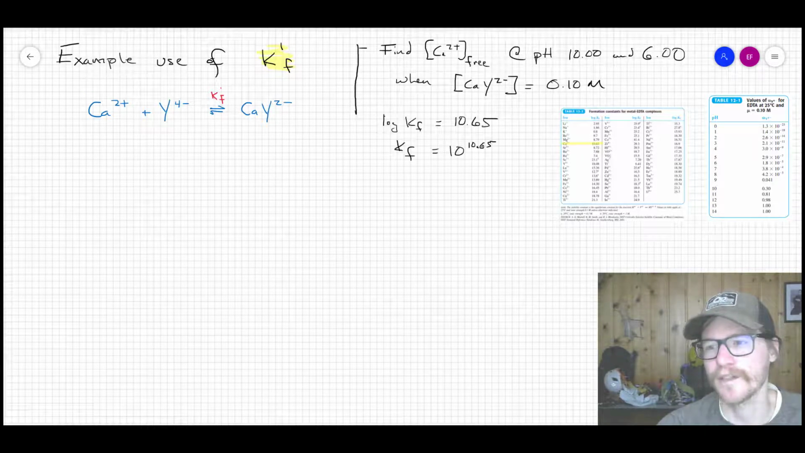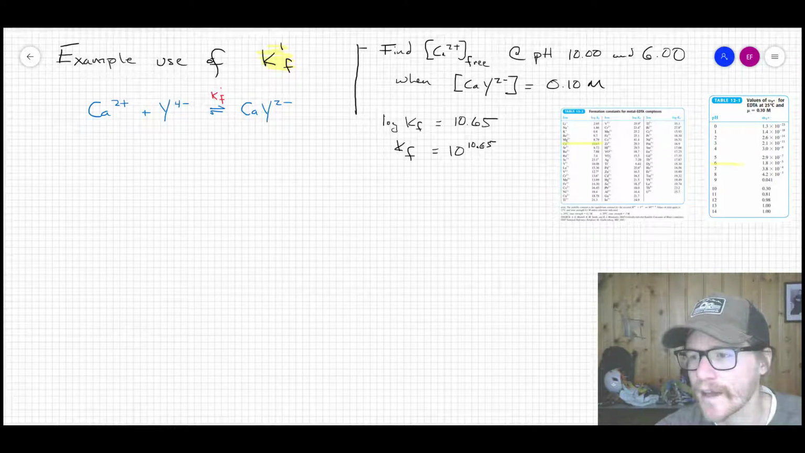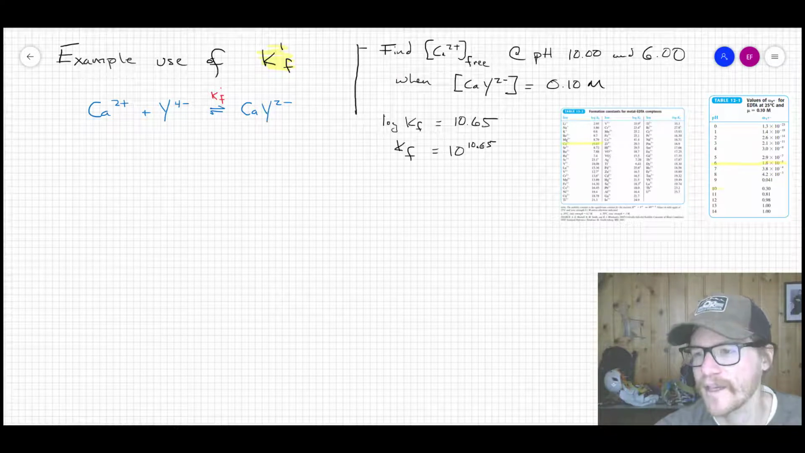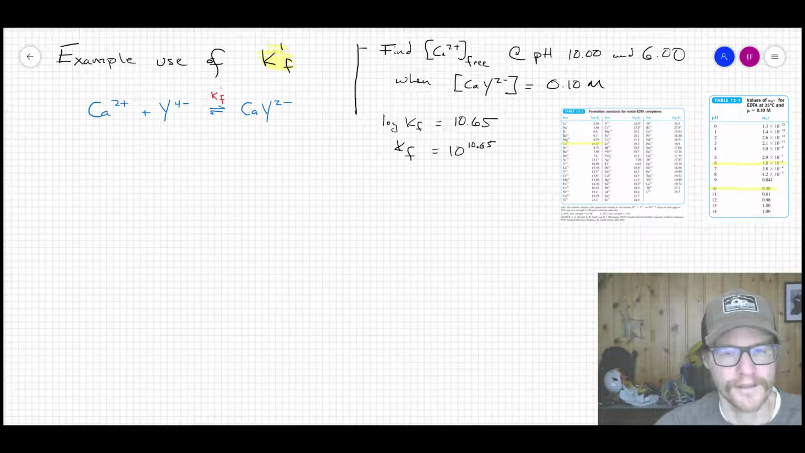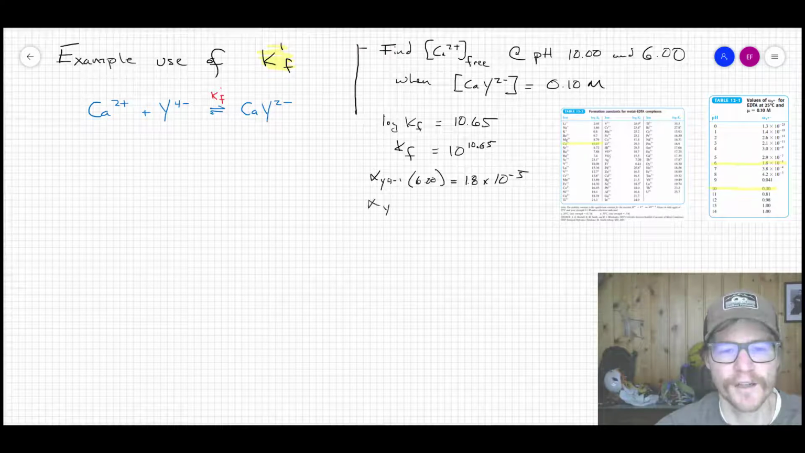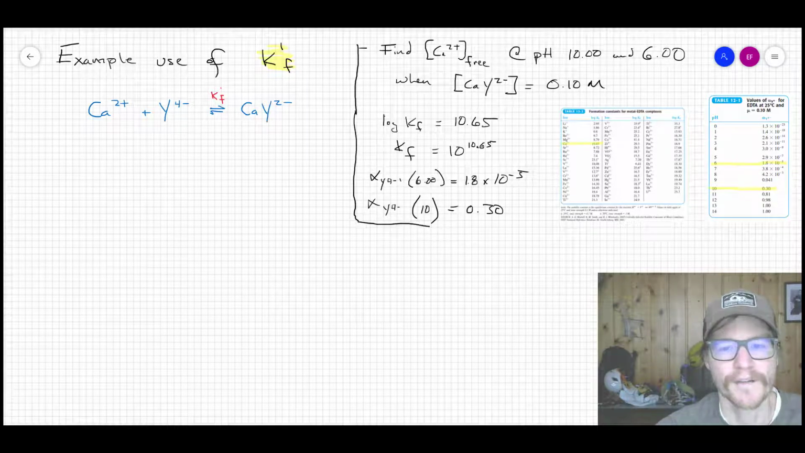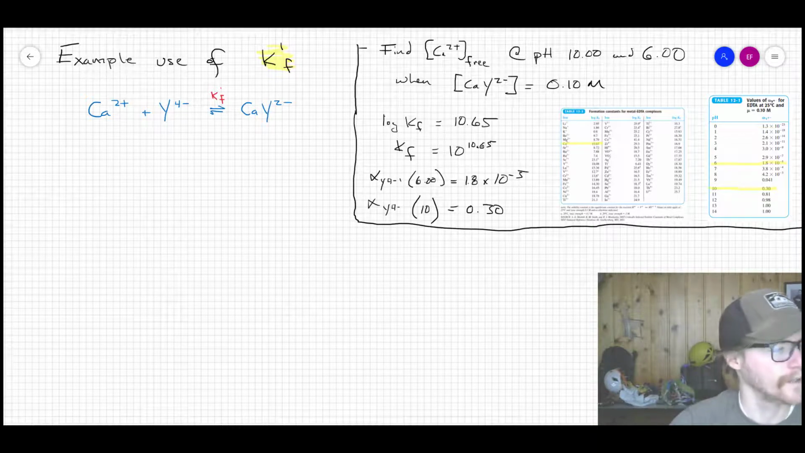The other pieces of information we need are the fraction of Y4- at these two pHs, 10 and 6. So we've got a pH of 6 here. That gives us a value of 1.8 times 10 to the minus 5, and pH 10 is 0.3. So I'll write these two things up here too. So alpha Y4- at pH 6 is 1.8 times 10 to the minus 5, and the fraction Y4- at pH 10 is 0.30. Okay, so I'll extend this line a little bit here. This is all our constant information that we need to solve this.